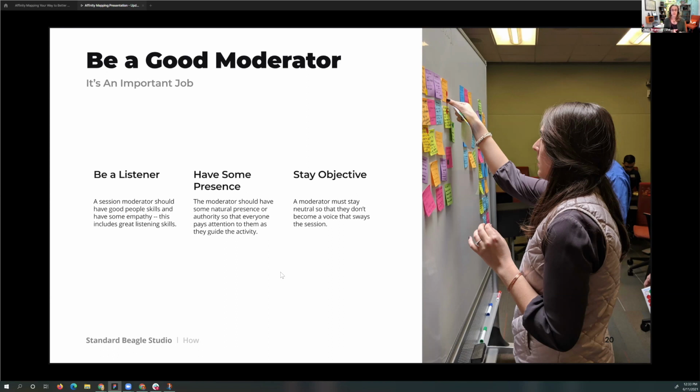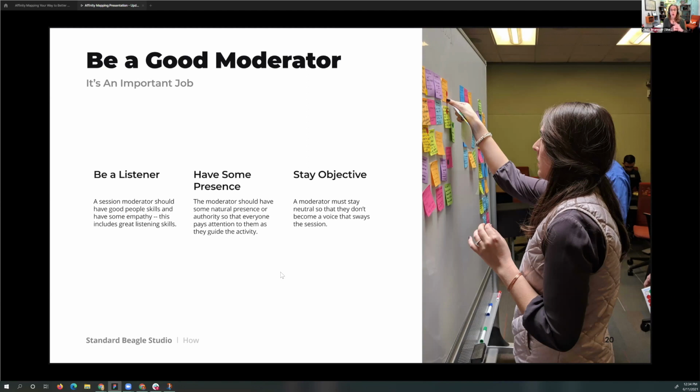You also need to make sure that you can pull people back to the table when side conversations start happening, which often happens in a team situation, especially if you have a team that works closely together and there are inside jokes and memes. It can be really fun and you want it to be fun, but you also want to make sure that people stay on task with what you're doing. So it's really important to guide the activity and have some presence so that people are leaning in and listening and wanting to participate. And then you also want to make sure to stay objective.